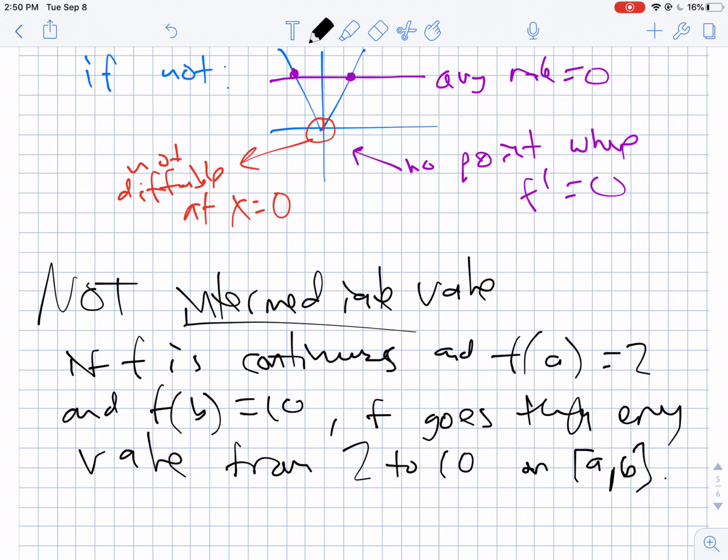So all that's going on there is we're just talking about values of f. There's no slope involved, there's no derivative, it's just about continuity. If your function goes from 2 to 10, it goes through everything in the middle. So that's something to make sure you keep clear. The mean value theorem deals with slope.